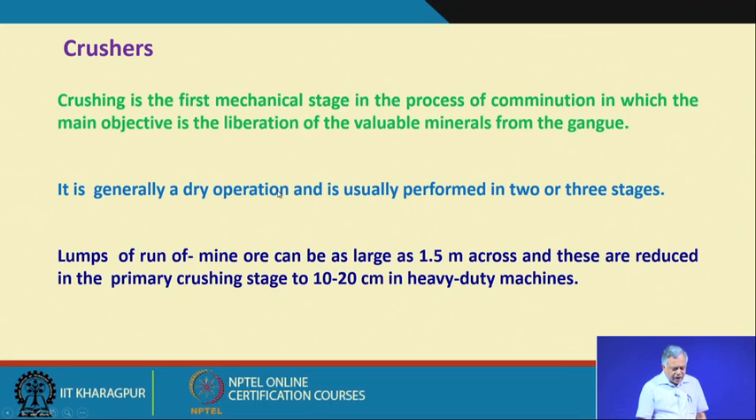It is generally a dry operation and is usually performed in 2 or 3 stages. That means, we can have primary crushers, secondary crushers, and tertiary crushers. So, what happens in a crushing operation? The lumps of run of mine ore can be as large as 1.5 meter across, and these are reduced in the primary crushing stage to 10 to 20 centimeter in very heavy duty machines.